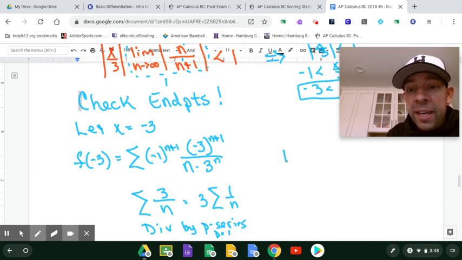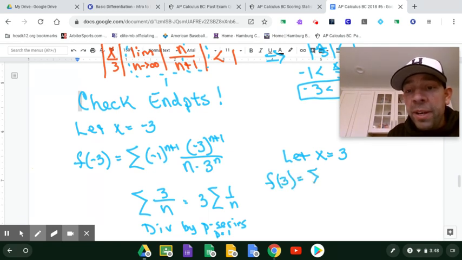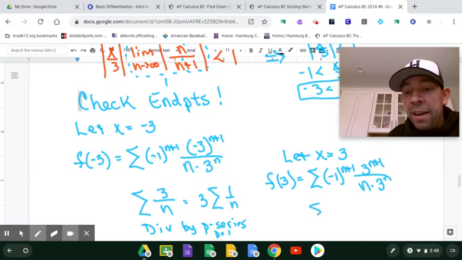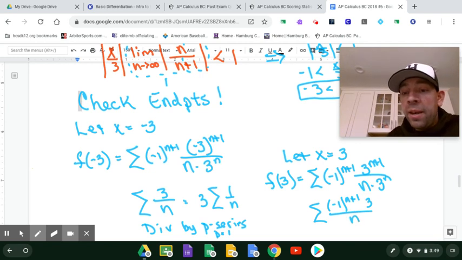Let's say let x equal positive 3. So what does f of 3 look like? We've got our summation, negative 1 to the n plus 1. Now I've got 3 to the n plus 1 over n times 3 to the n. Again, simplifying that, it's going to be an alternating series. Here's one way you could write what you have left. And now this is going to converge by the alternating series test.